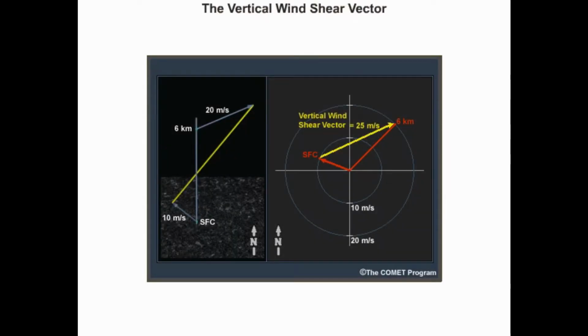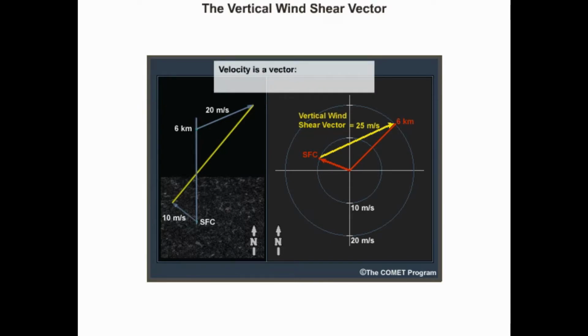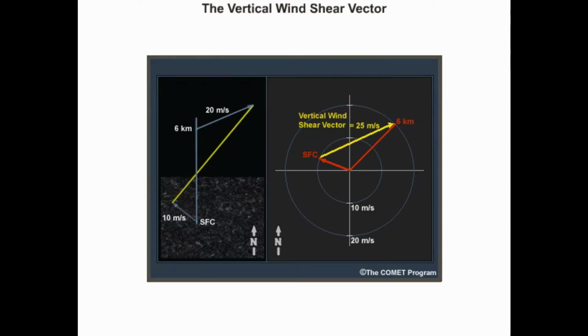Vertical wind shear is a description of how the velocity of the horizontal wind changes with height. Velocity is a vector quantity. In other words, it possesses both speed and direction. Therefore, we determine the vertical wind shear by taking the vector difference between the horizontal wind at 2 levels. The resulting vector is called the vertical wind shear vector.